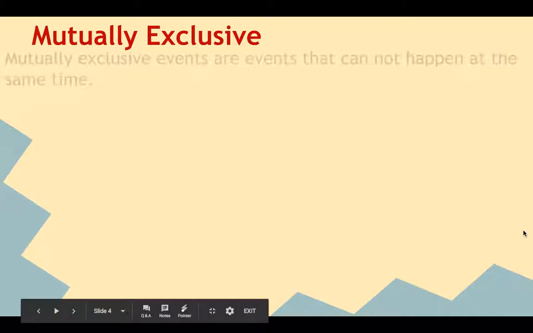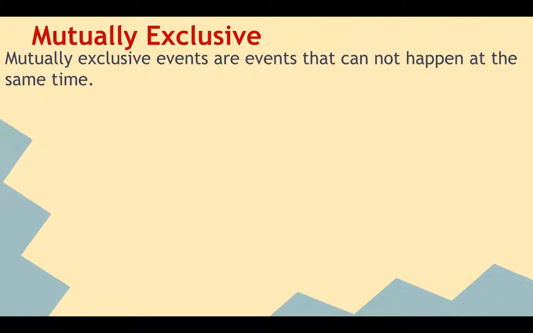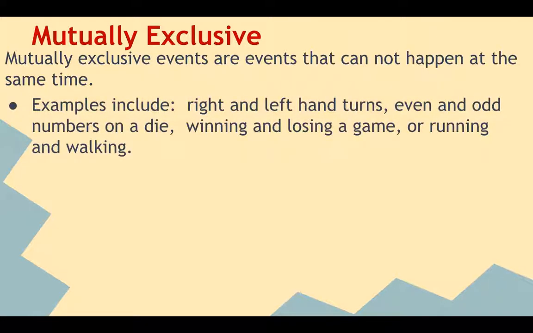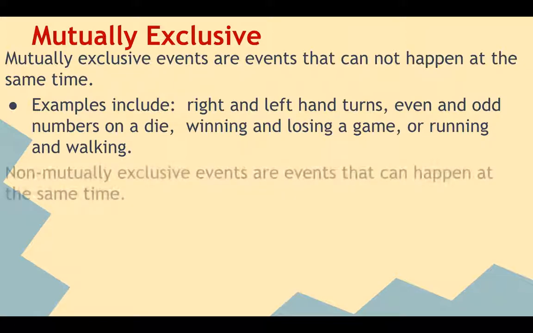First off, some definitions. Mutually exclusive are things that cannot happen at the same time. Some examples are you can't turn right and turn left at the same time. You can't be even and odd at the same time as a number on a die. You can't win and lose a game at the same time. You can't run and walk at the same time.